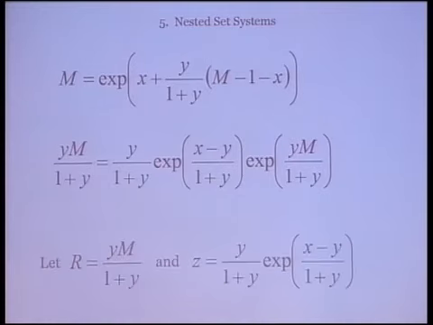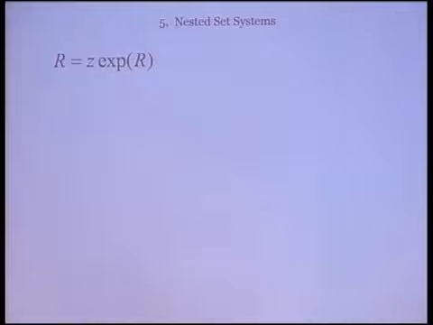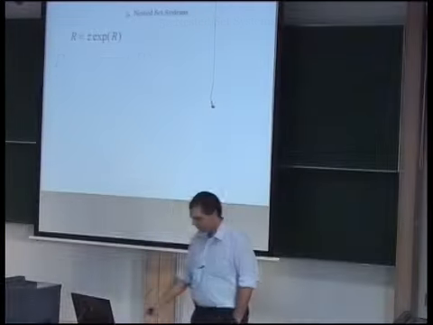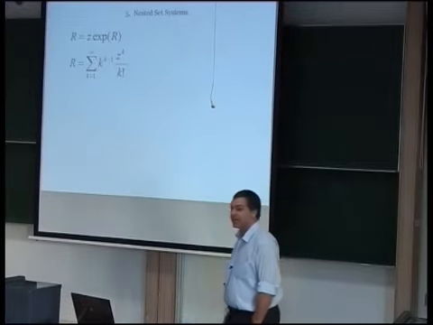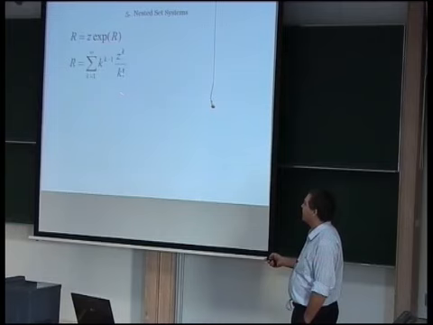So the nice thing is, let's make the substitutions. R is this power series here, and Z is this power series here. Right? Then I get R is equal to Z times X of R. Right? I know how to solve this. We just did it. The Taylor series looks like that. I'm using K as the index of summation.